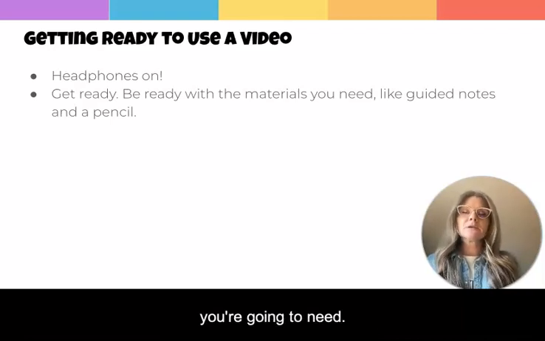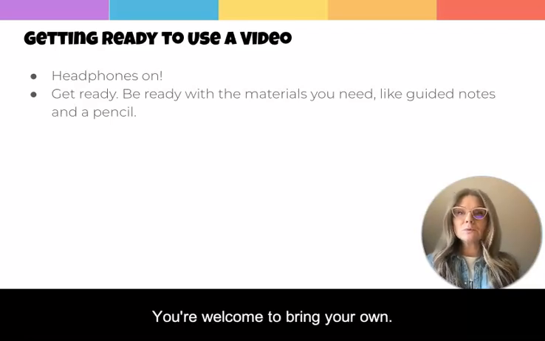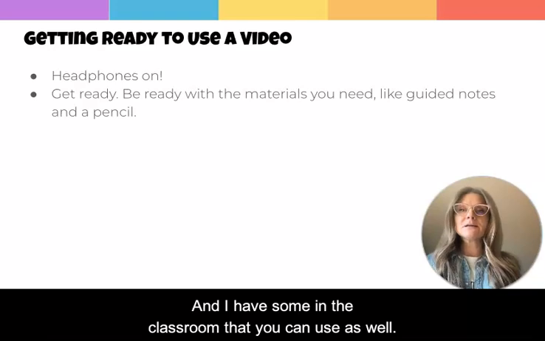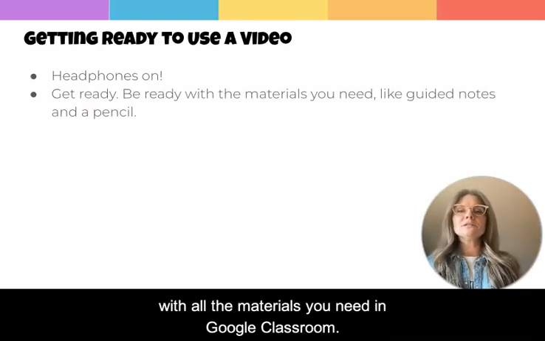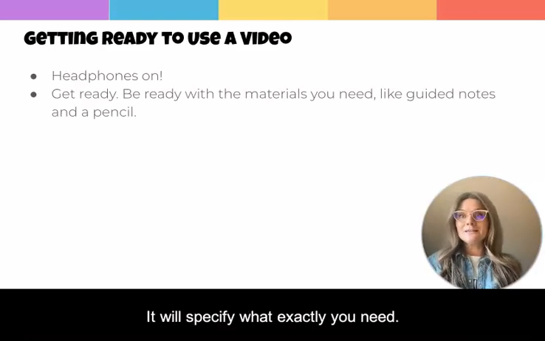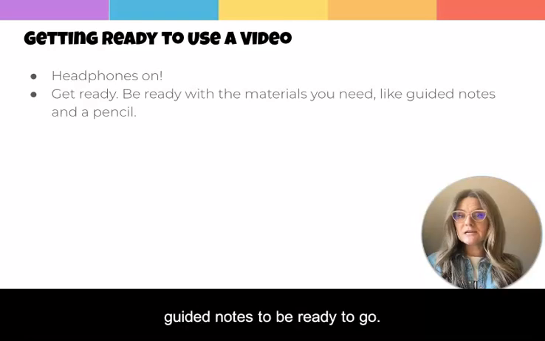To start with, when you're getting ready to use a video, there's a couple things that you're going to need. So the first thing is your headphones. You definitely do need headphones. You're welcome to bring your own, and I have some in the classroom that you can use as well. You also need to be ready with all the materials you need. In Google Classroom, it will specify what exactly you need. Usually you will need a pencil and some materials such as guided notes to be ready to go.